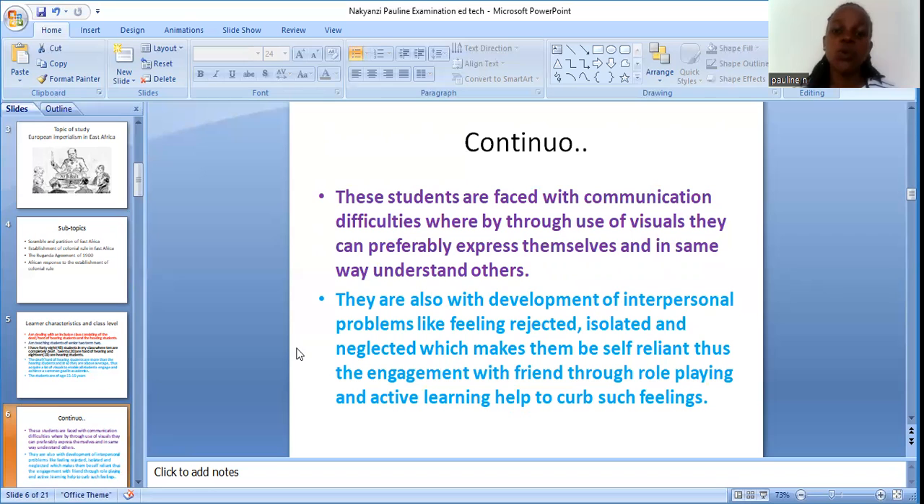They are also faced with development of interpersonal problems like feeling rejected, isolated, and neglected, which makes them self-reliant. The engagement with friends through role-playing and active learning helps to curb such feelings, whereby through role-playing you can bring about visuals and so on to help them engage with other students in active learning.